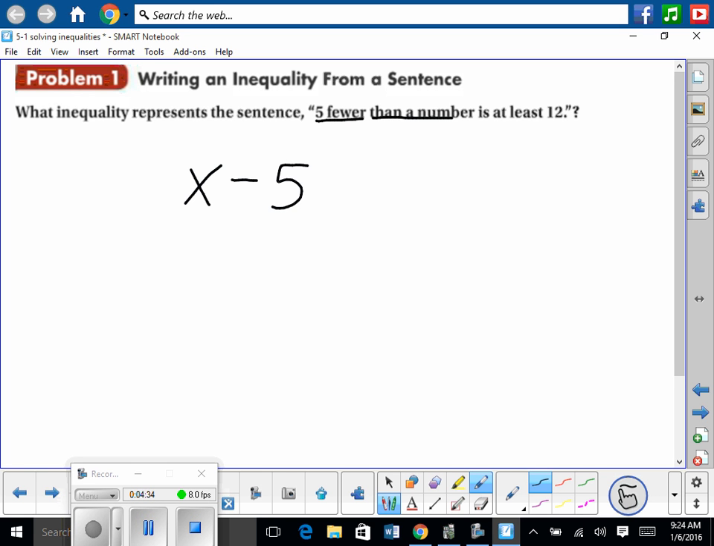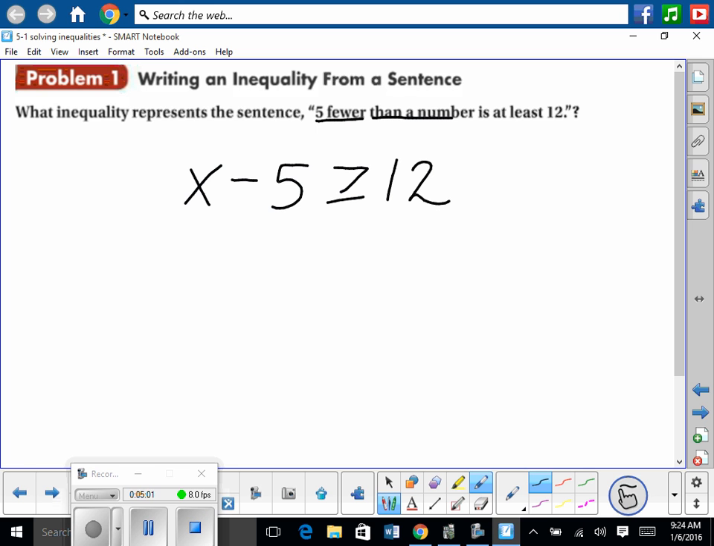So 5 fewer than a number is at least 12. So is that greater than 12? Yeah? At least 12. Think about it. If you have at least $12, wouldn't that be like less than or equal to? At least 12. So the least amount is 12, right? Greater than. Right. Greater than or equal to. Very good. So greater than or equal to 12.